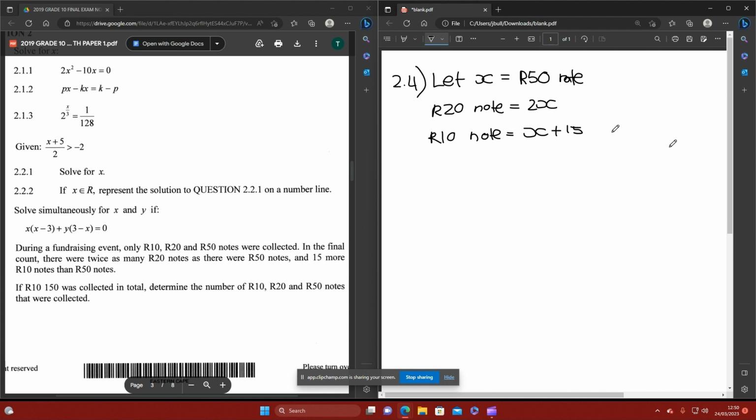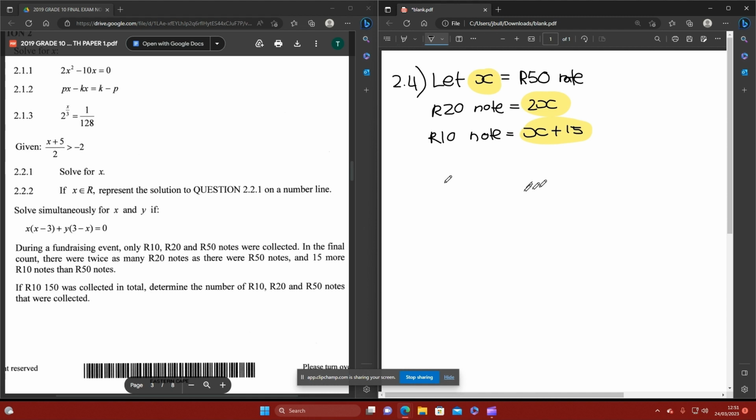Okay, so this is always the first step. In one of these lengthy word problems, we've got to put everything into this form of x's. So we know we have x 50 Rand notes, we've got 2x 20 Rand, and we've got x plus 15 10 Rand notes. Now they say, if 10,150 Rand was collected in total, determine the number of notes that were collected. Okay, so we're going to say, if I have the total value of these, it gives me 10,150.